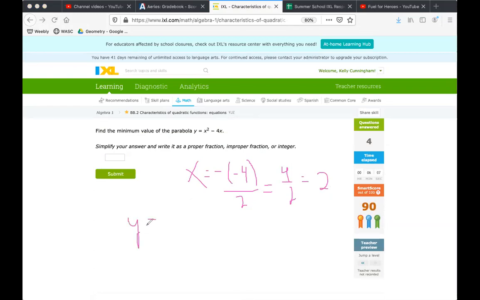Now let's find my y value. So y is 2 squared minus 4 times 2. Okay, so this would be 4 minus 8. So that would be a negative 4. Okay, so my minimum value would be negative 4.